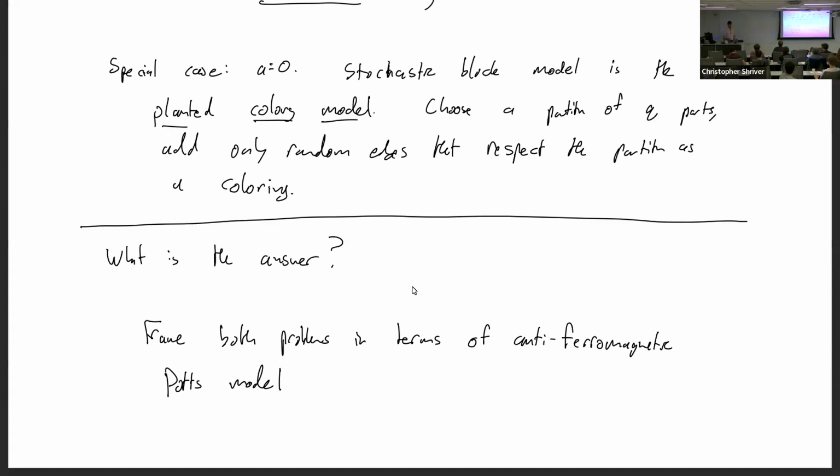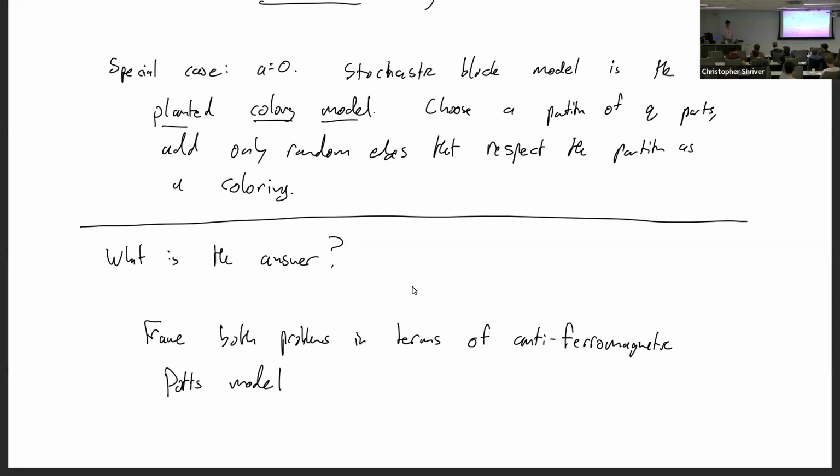So I've given you two theorems, right? Sort of. I said we determined the condensation threshold for all Q, and we determined this information theoretic threshold in the stochastic block model. But what is the answer? What is this threshold? Depending on your taste, you may or may not be satisfied with the answer.